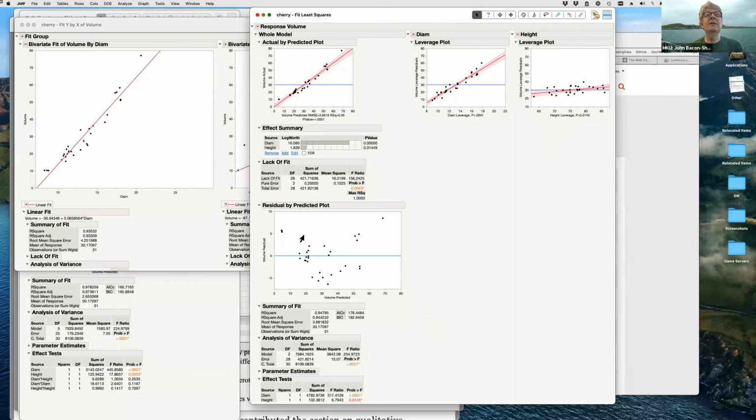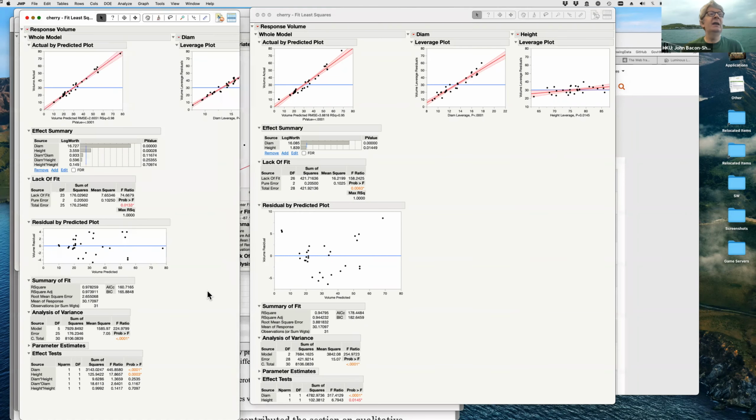But we could see this quadratic pattern in a residual plot. So that suggested we needed something quadratic, although we can't tell from that what element is missing. Is it height squared, diameter squared, or the cross product of those two? Over here, we have the model with diameter squared, height squared, and the cross product term. And so the AIC, the BIC, and the adjusted R squared are all much better in this model.